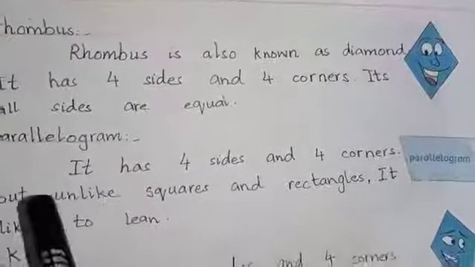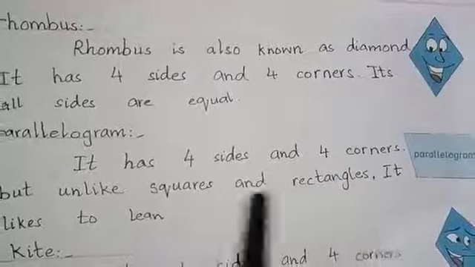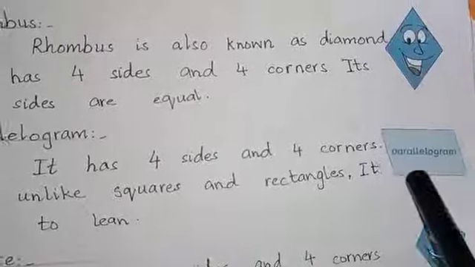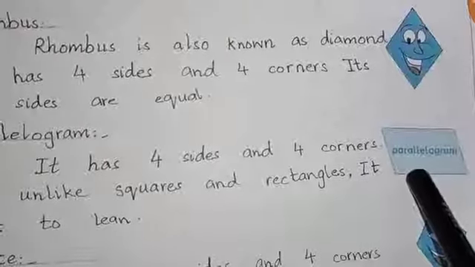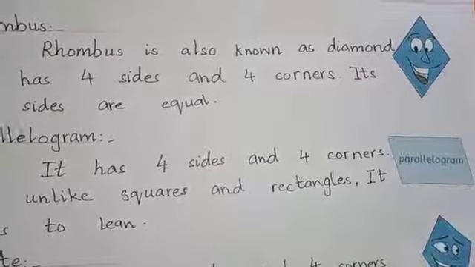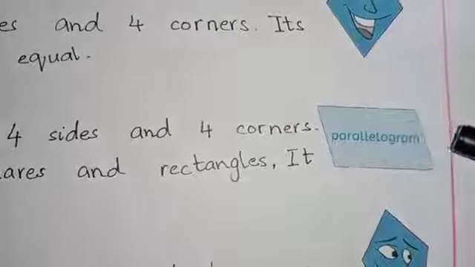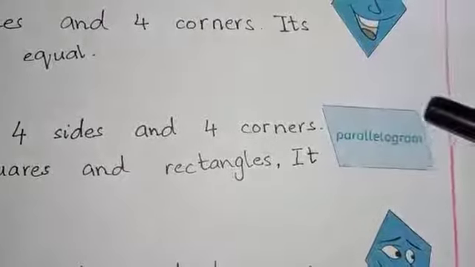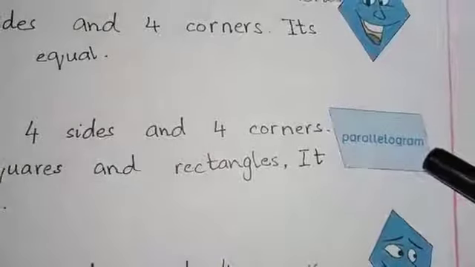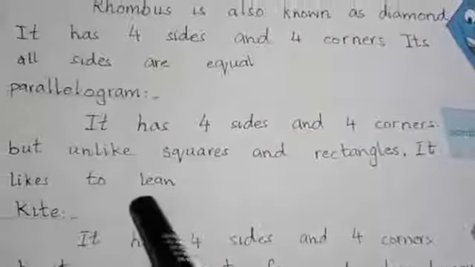Next one is parallelogram. It has four sides and four corners, but unlike squares and rectangles, it likes to lean. Look at this, it is slightly leaning. Its sides are not straight like square and rectangle. So it is the shape of a parallelogram.